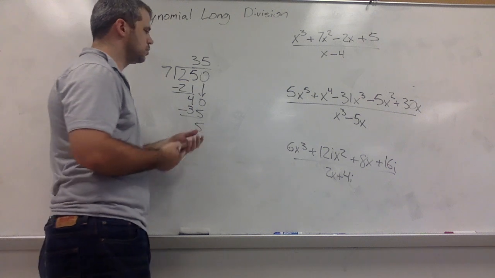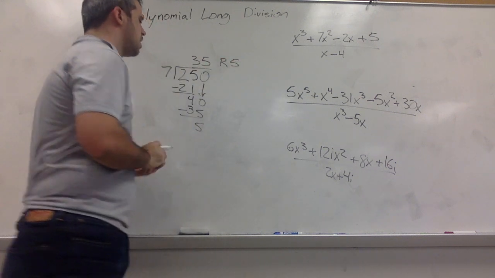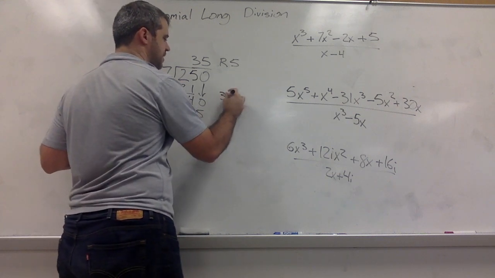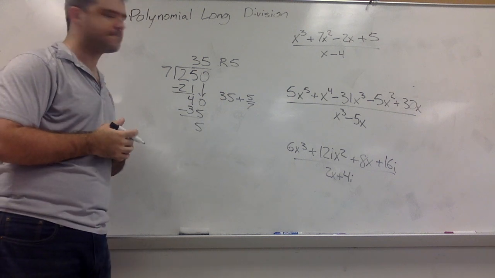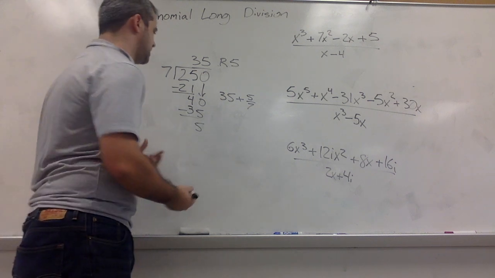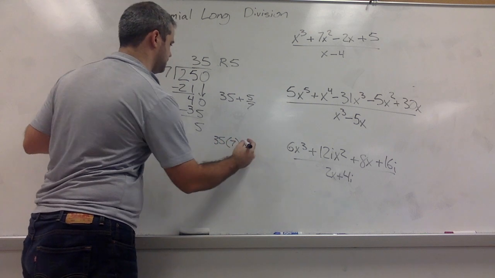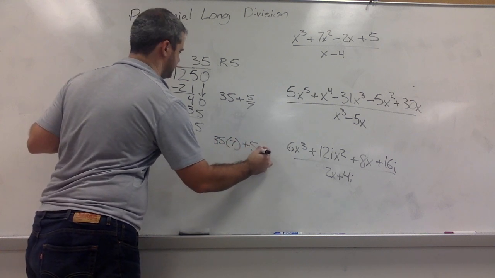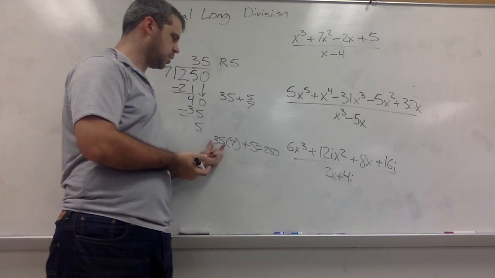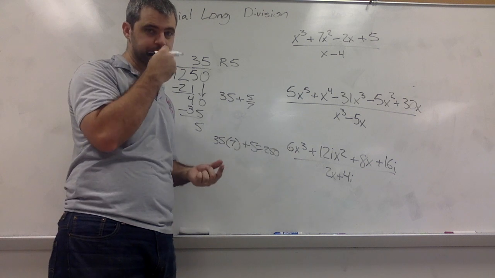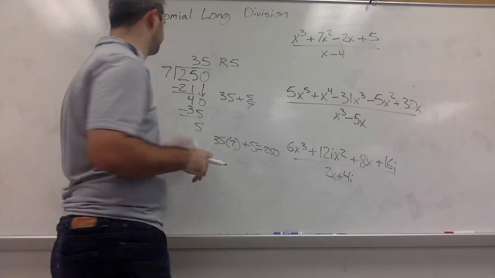Now we could write this as 35 remainder 5. We could also write this as 35 plus 5 sevenths. Either way, what this means is 35 times 7 plus 5 would get us 250, because this is our quotient and this is our remainder. All right. Now let's see what this looks like when we start to do it with polynomials.